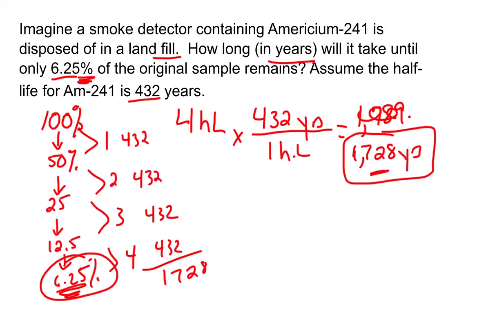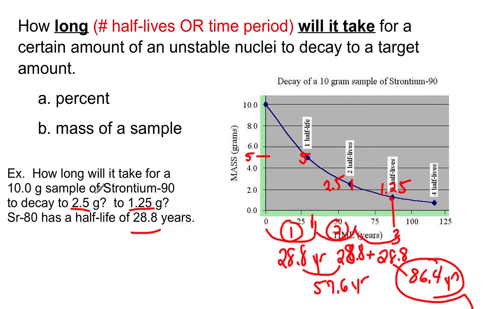So, just a quick summary here. Anytime you have these how long will it take problems, you're going to have the starting and you're going to have the ending. You're going to have the beginning mass or the beginning percent, which is always 100. If you're not given it, you assume that. And then you're going to have the final. What did it drop to? Here's your beginning mass. What did it drop to? You will have these two values.